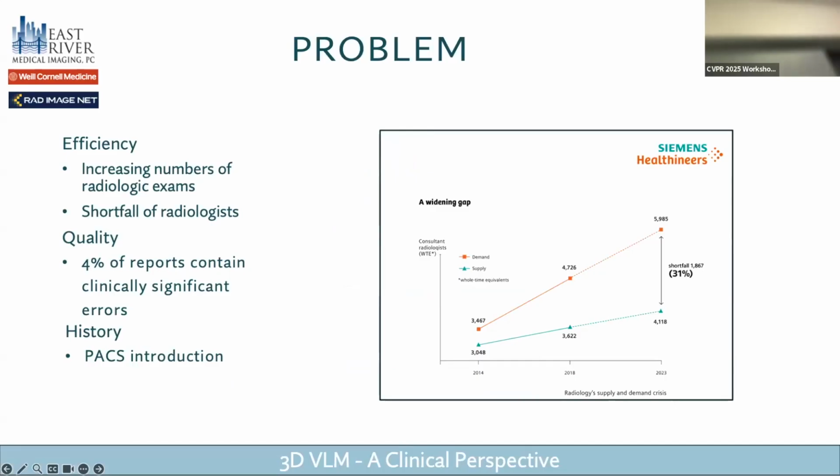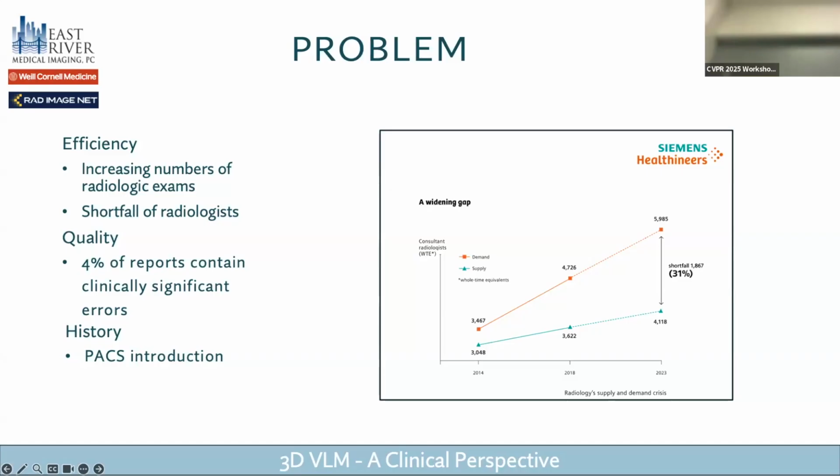This is a slide from Siemens from a couple years ago, highlighting how big of a disparity we have between supply and demand in radiology. So the number of radiology studies is going up tremendously every year. We're training more radiologists, but we're not training an adequate amount of radiologists. So this gap that we have is about a 30% disconnect between supply and demand. And that's resulted in radiologists being burned out, and in some circumstances, patients not being able to get the studies that they need.